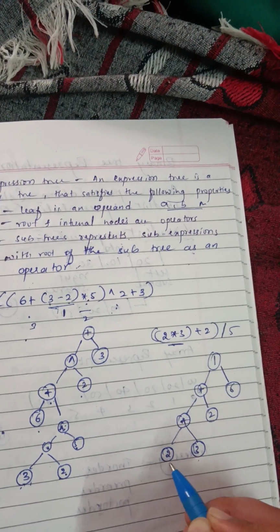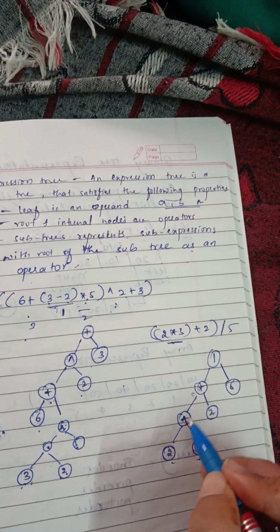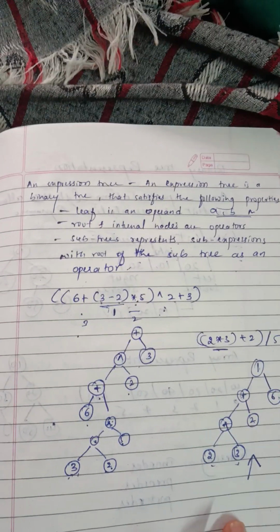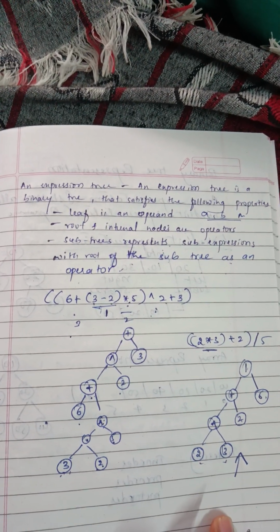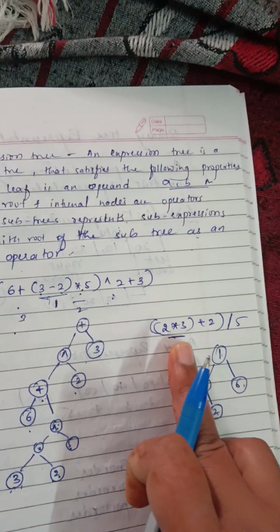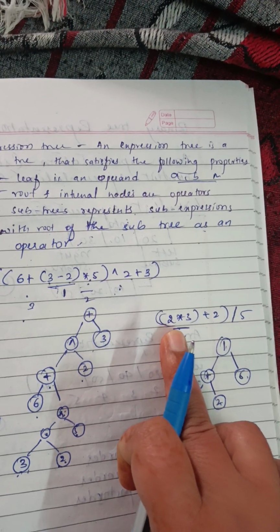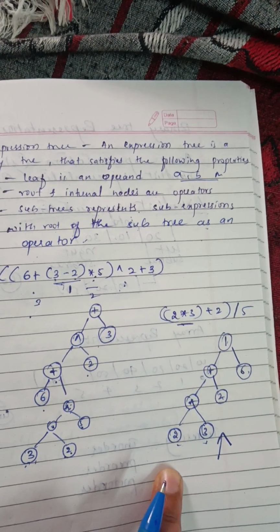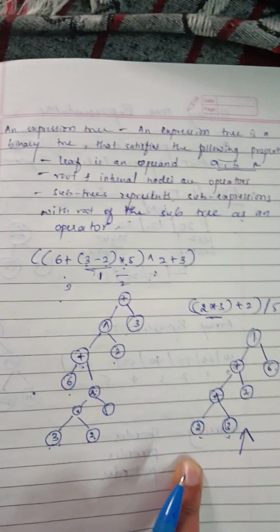First, which one is to be solved? First this one, next this, next this. We are moving from bottom to top. This is an expression tree. How will we solve? Based on the precedence and associativity you have already learned, right? Based on this, we have to solve. That is the expression tree. Thank you.